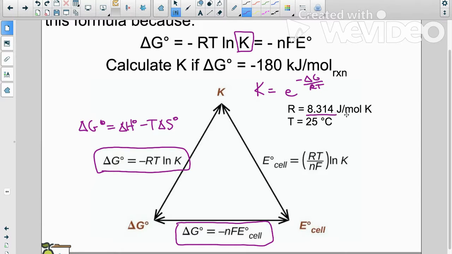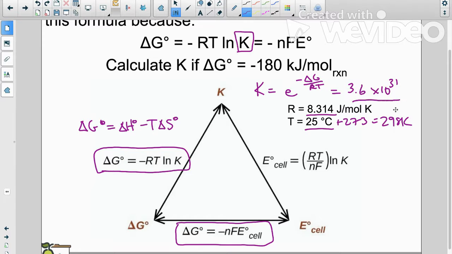Okay, and R is 8.314 joules per mole Kelvin, and temperature is 25 degrees C, but we need to change that to Kelvin. So that's 298 Kelvin. And plugging in here, I'm not going to plug the numbers in, but I'll give you the answer for K. You will end up with 6 times 10 to the 31st.